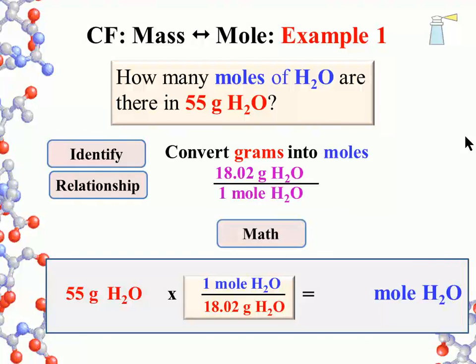Here the orientation is correct because in the mass step, we cancel out current units of grams, leaving the desired units of moles. Taking the numbers to a calculator, 55 divided by 18.02 gives a conversion of 3.052 moles of H2O.